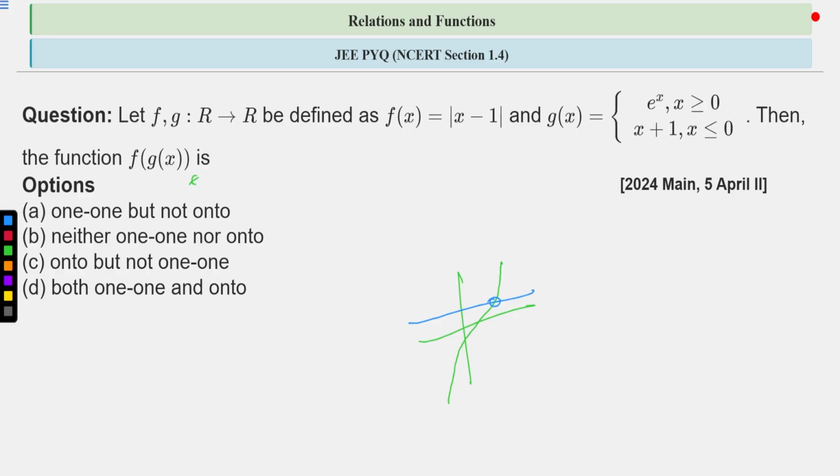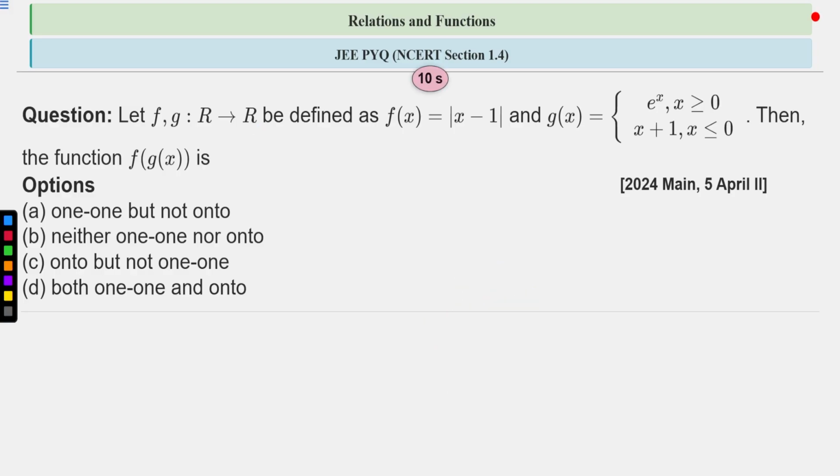And for an onto function, what you need to check is whether the codomain is equal to the range or not. The codomain is given as R, all real values, right? So after calculating the value of f of g(x), you will find the range of the function. Clear? If the codomain is equal to the range, then we can say that the function is onto, and if the codomain is not equal to the range, then the function is not onto, right? So in this way, you can approach this question.